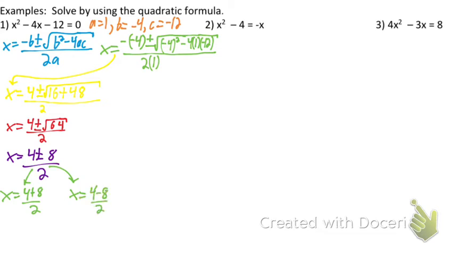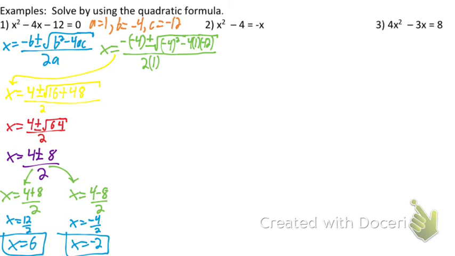Now notice the only thing that changes was that plus or minus between the 4 and the 8. Everything else stayed the same, right? There's a lot of steps here, right? Okay. 4 plus 8. What's 4 plus 8? 12. X is 12 over 2. What's 12 divided by 2? 6. That's one answer. Other one, 4 minus 8. 4 minus 8. Negative 4. What's negative 4 divided by 2? Negative 2. Those are my two answers.